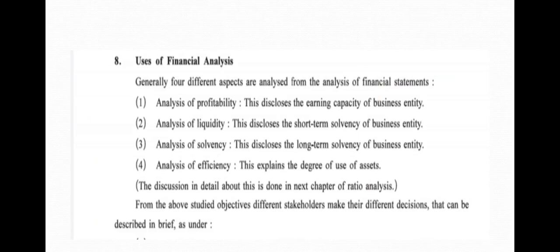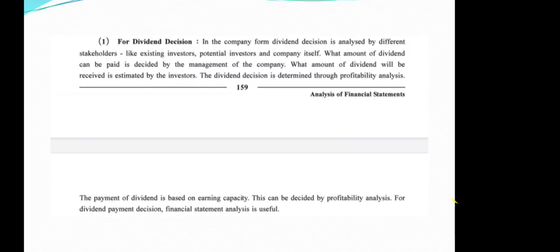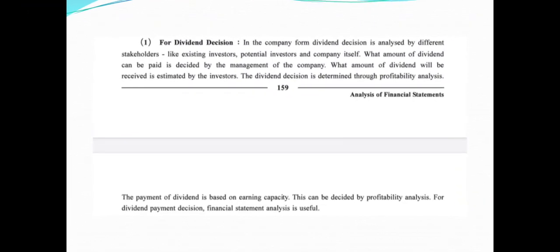From the above study objective, different stakeholders make their different decisions, that can be described in brief as follows. The first one is dividend decisions. For dividend decisions in a company form, dividend decisions is analyzed by different stakeholders like existing investors, potential investors, and company itself. What amount of dividend can be paid is decided by the management of company. What amount of dividend will be received is estimated by investors.